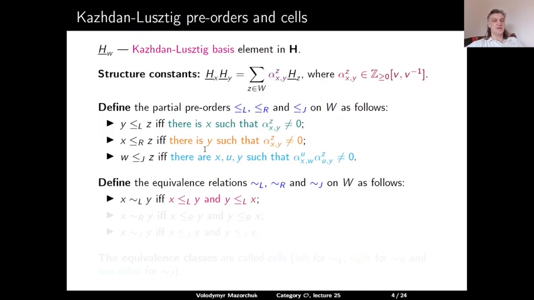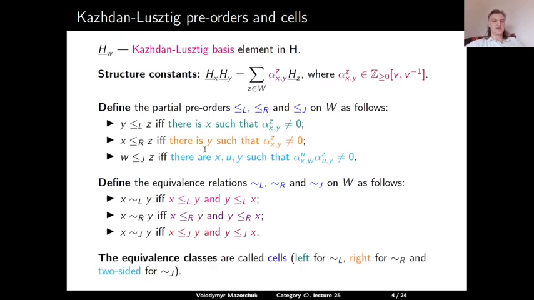Two elements are left equivalent if and only if one of them is left less or equal than the other one, and vice versa. Two elements are right equivalent if one of them is right less than or equal to the other one, and vice versa. And similarly, two elements are two-sided equivalent if and only if one of them is two-sided less than or equal to the other one, and vice versa.